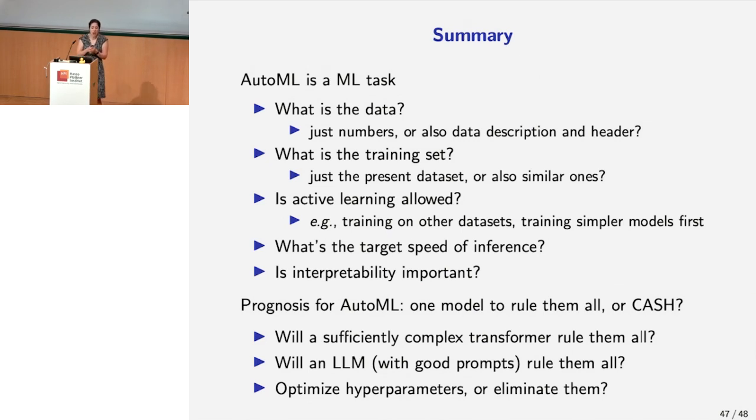So will a sufficiently complex transformer turn out to be the best model, enough better than everything else that actually we don't need to do algorithm and hyperparameter search? Will an LLM with good prompts turn out to be such a model, right? That you don't need to use anything else? Should we be optimizing hyperparameters, or should we be focused on eliminating them, designing better algorithms that are essentially hyperparameter free? So I think these are big questions.